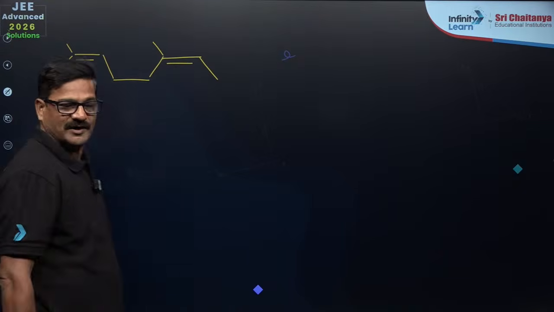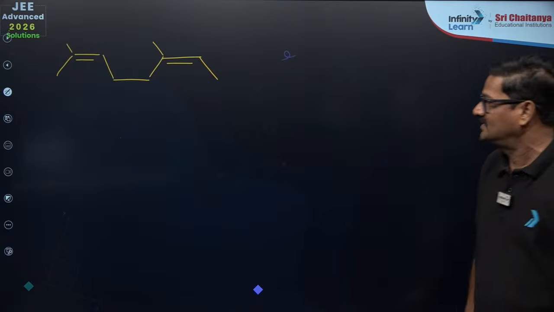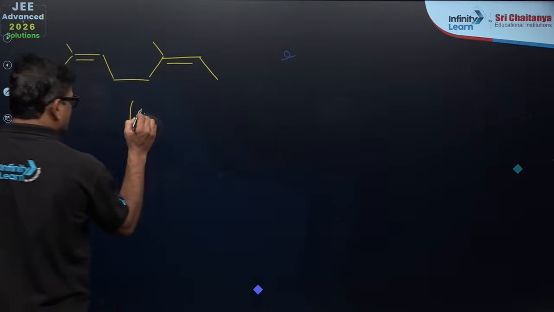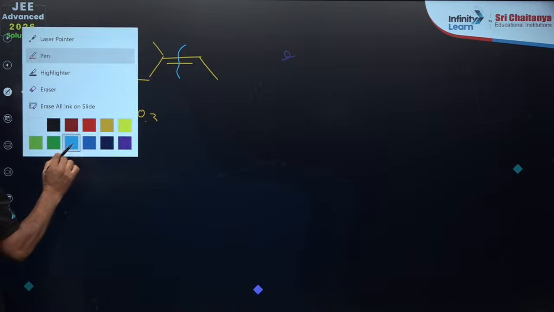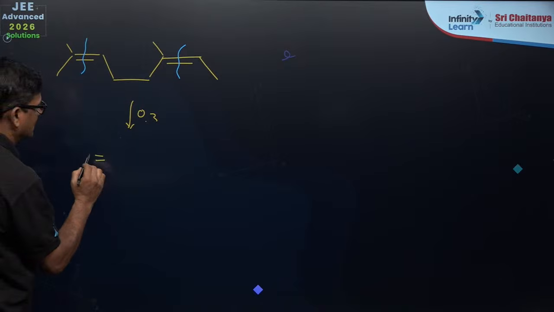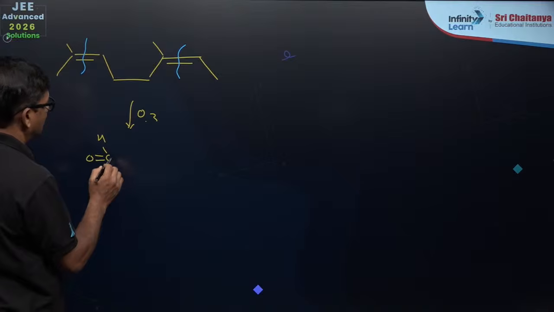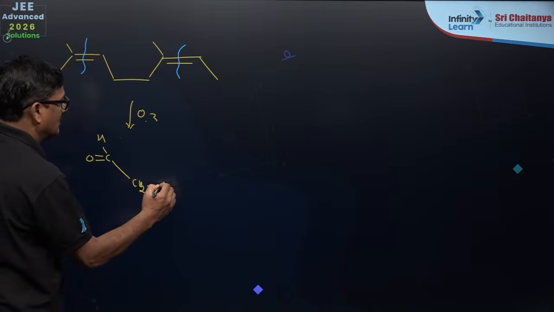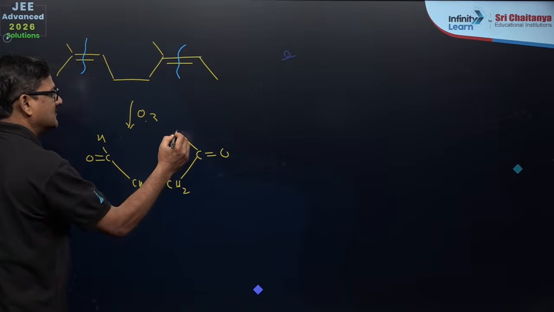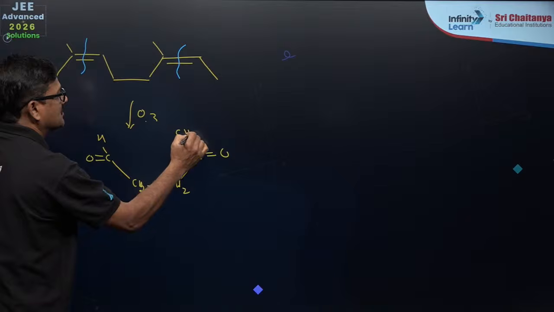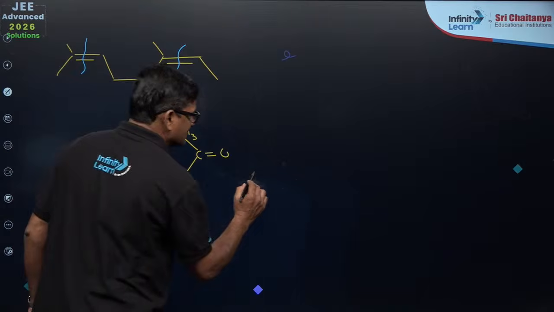This is your polyisoprene, and this polyisoprene is subjected to ozonolysis. Let us break this and let us break this, and you will be getting a product like this: CHO, then CH2, CH2 and C double bond O and CH3. Fine. And this is on ozonolysis.